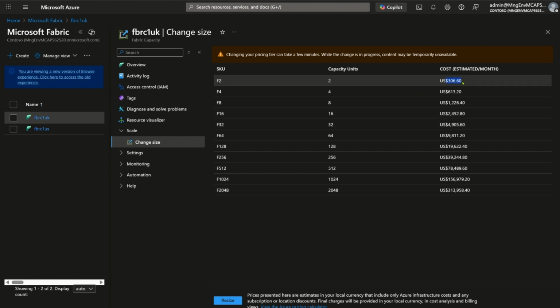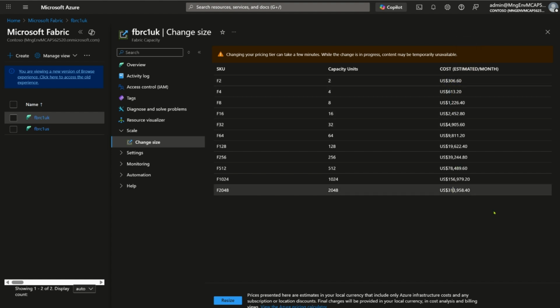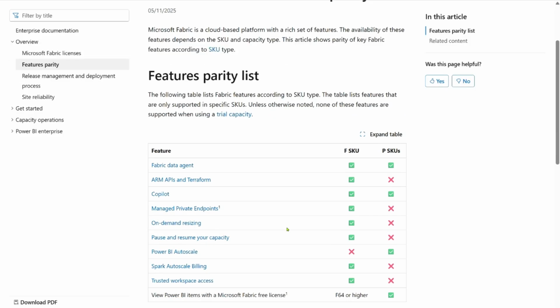And you can see the prices here, $300, $600, all the way up to a staggering $313,000 a month, which is crazy. And really mad. But what's nice about the F SKU is you can pause it. So you can pause and resume capacity.